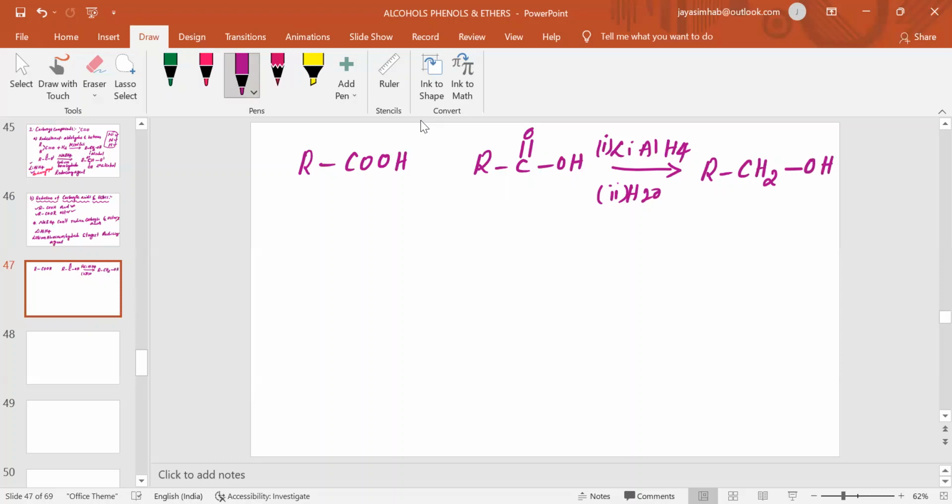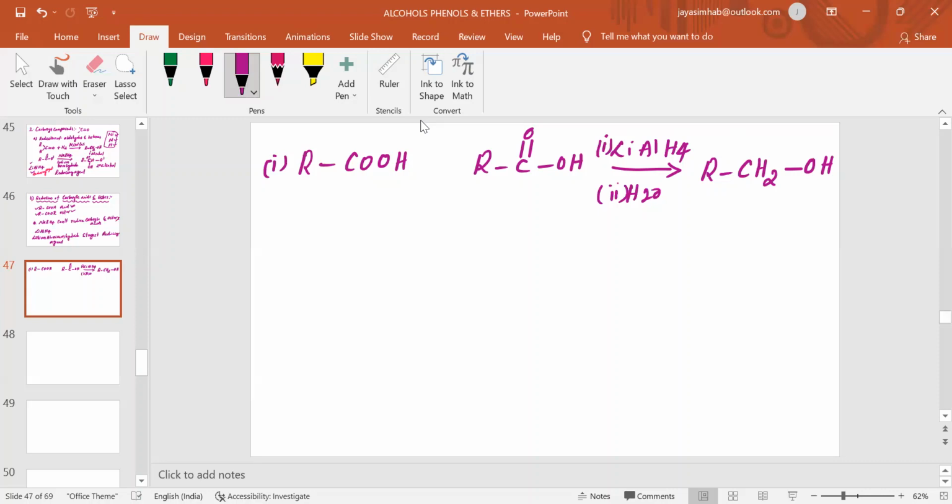So here it is reduced. It has formed the primary alcohol. Then, as I said already, lithium aluminum hydride is used specifically for producing certain alcohols because it is expensive.